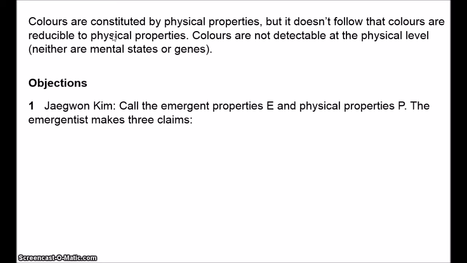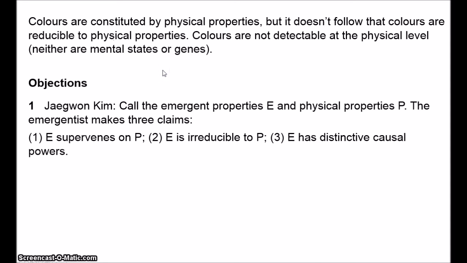Now the emergentist makes three claims. First, that E supervenes on P. Second, that E is irreducible to P, so E is something over and above P. And finally, that E has distinctive causal powers. Right? E isn't just an epiphenomenon. It can cause things. It has causes and effects.